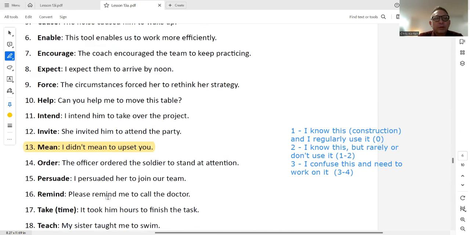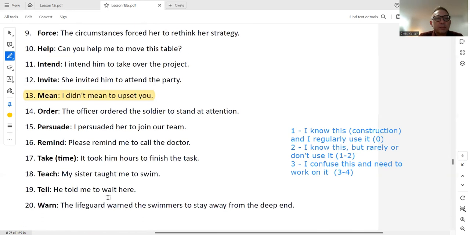Please, I'll slow down a bit. Please remind me to call the doctor. We need the object there. Not please remind to call. Please remind me. We need that object to call. It took him, with time, hours to finish the task. It took him days or weeks to finish the task.